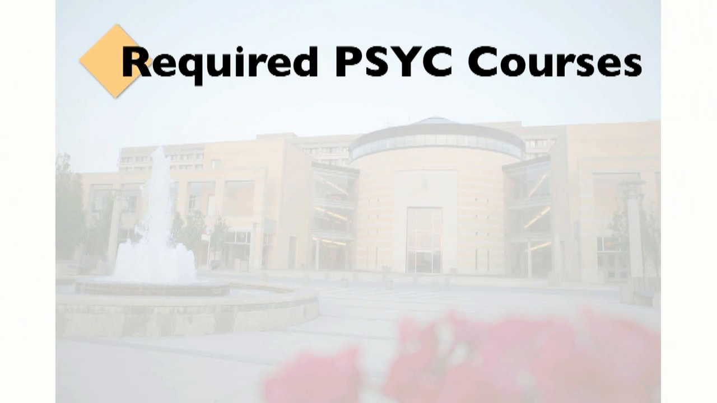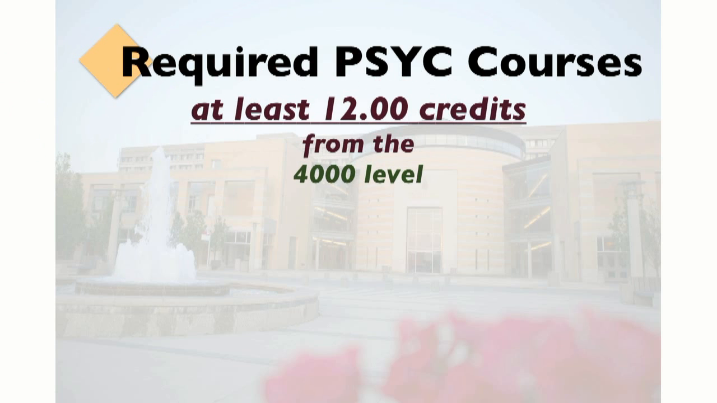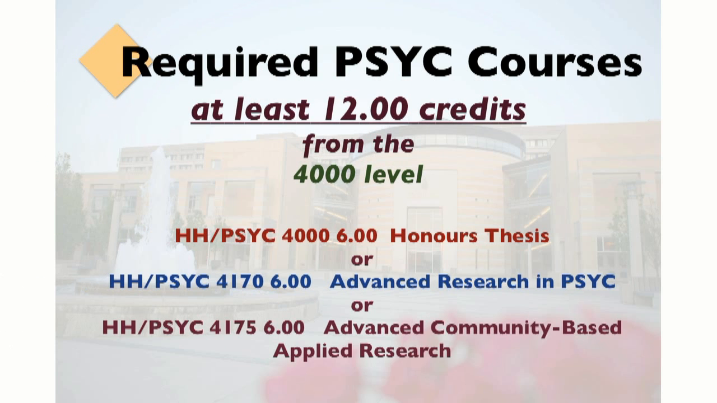In the final year of the program, you will take at least 12 credits in psychology at the 4000 level. 6 of the 12 credits will be taken from the following list of courses. The completion of these courses will ensure that you will have a solid foundation in the study of psychology.